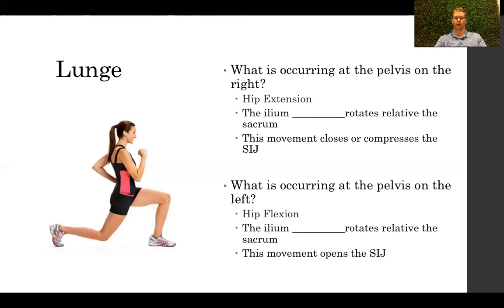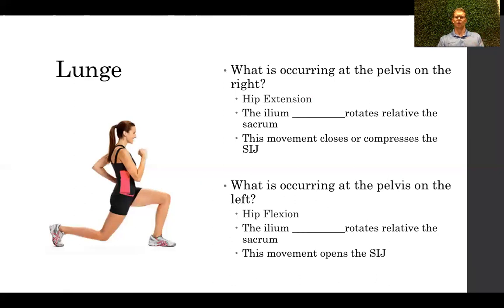What's occurring on the left side? Well, the left hip is moving into flexion, but as that hip goes forward, they're posteriorly rotating the ilium on that side too. And then this movement is going to open up the SI joint. So the anterior pelvic tilt is associated with more of a closing down of the pelvis, and then the posterior pelvic tilt is more associated with opening the SI joint.